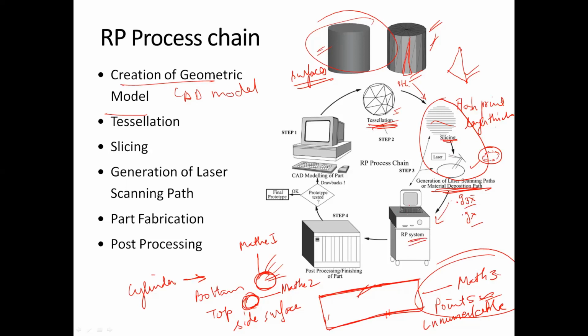The RP system creates the physical prototype, and then it is sent for post-processing or finishing according to requirement, and then testing of the prototype. If it is okay, it is the final prototype. If there are drawbacks, you go back to your CAD model. Have you understood the process chain?